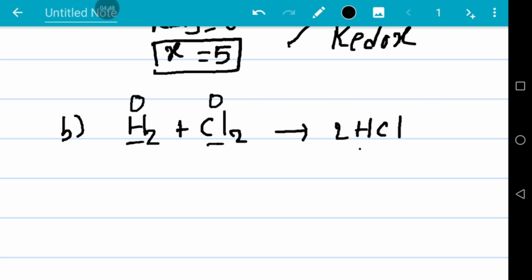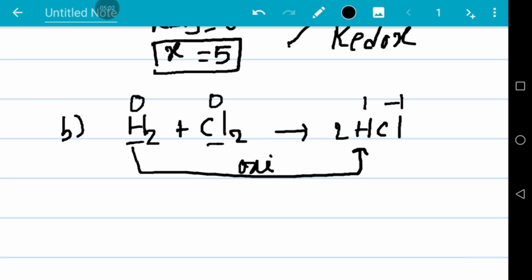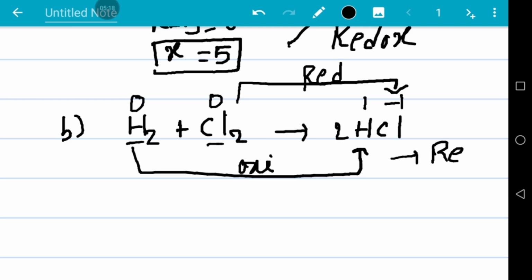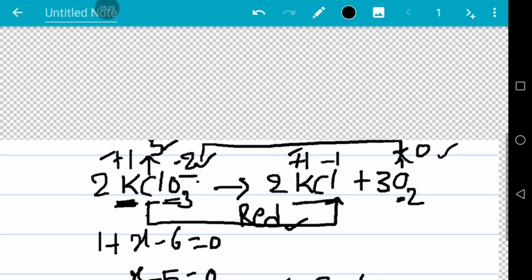And here the hydrogen oxidation state is +1, and the chlorine oxidation state is -1. So hydrogen goes from 0 to +1, an increase in oxidation state, so it is oxidation. Next, chlorine changes from 0 to -1, a decrease in oxidation state, so it is reduction. So both oxidation and reduction take place, so it is a redox reaction. The second option is also a redox reaction. Now coming to the third option.